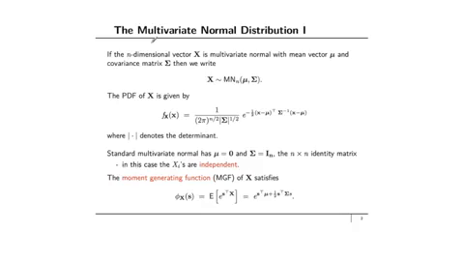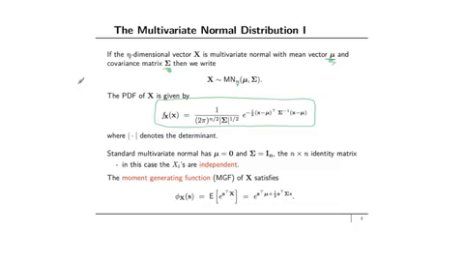So we say an n-dimensional vector x is multivariate normal with mean vector mu and covariance matrix sigma if the PDF of x is given to us by this quantity here. The PDF is equal to 1 over 2 pi to the power of n over 2 times the determinant of the covariance matrix raised to the power of a half, times the exponential of this quantity up here. And we write that x is multivariate normal mu sigma. The little subscript n here denotes the dimensionality of the vector x.